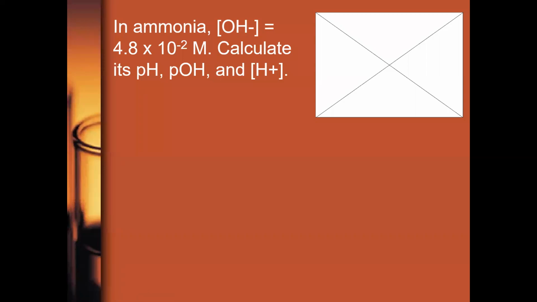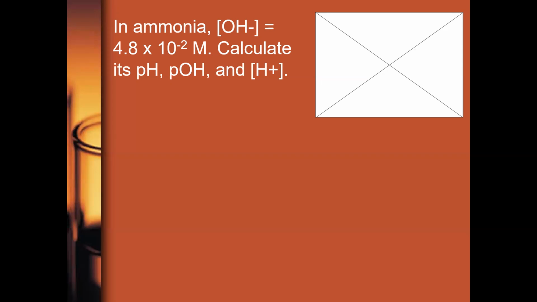Right, so picking up where we left off, we did an example finding pH, pOH, H plus, those kind of things, and we talked about sig figs. So let's do another example. So here in ammonia, it tells us that the hydroxide ion concentration is 4.8 times 10 to the negative second molar, and it wants us to calculate pH, pOH, and H plus.